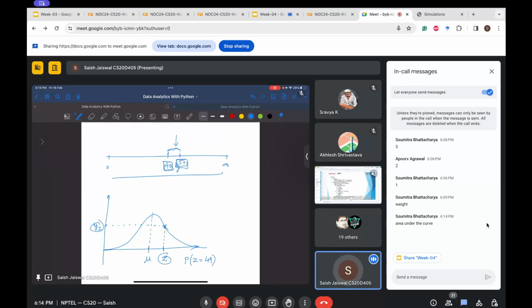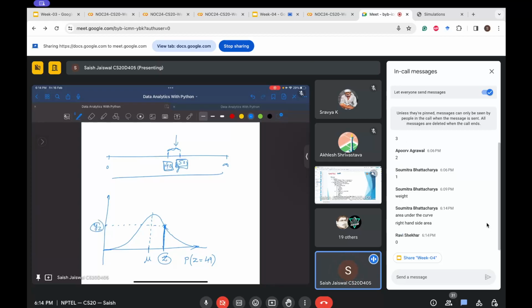Okay, Samita says area under the curve. Thank you for bringing that point. So what will be the area under the curve for this one point? Yes, area under the curve is the right answer. For a continuous distribution, the area under the curve corresponds to the probability. But what is the area under the curve for just one point, this exact one point? 0, exactly. So in the case of a continuous distribution, the probability of the random variable taking an exact value is 0.